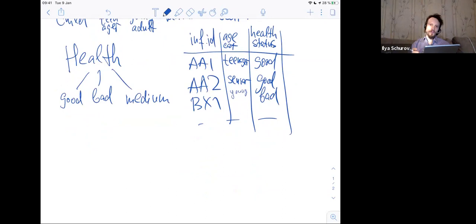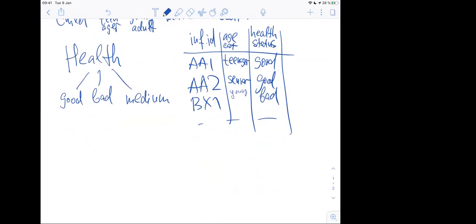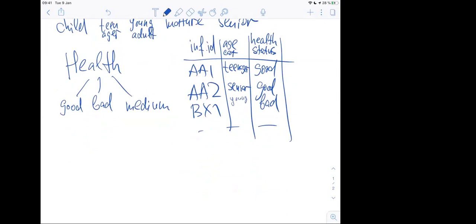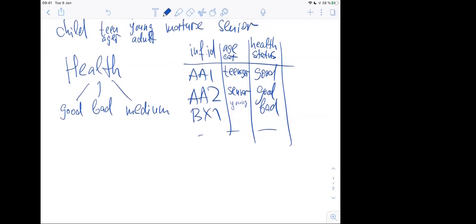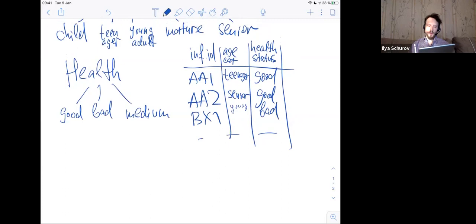Anybody can suggest something? We should maybe compare variables from the column of age category and variables from the column with health status, which are more likely to be found together. Yes, we are interested in some... Well, it is not a correlation, but we are interested in how often which categories appear with which categories. So which levels appear with which levels. So how to do it numerically?